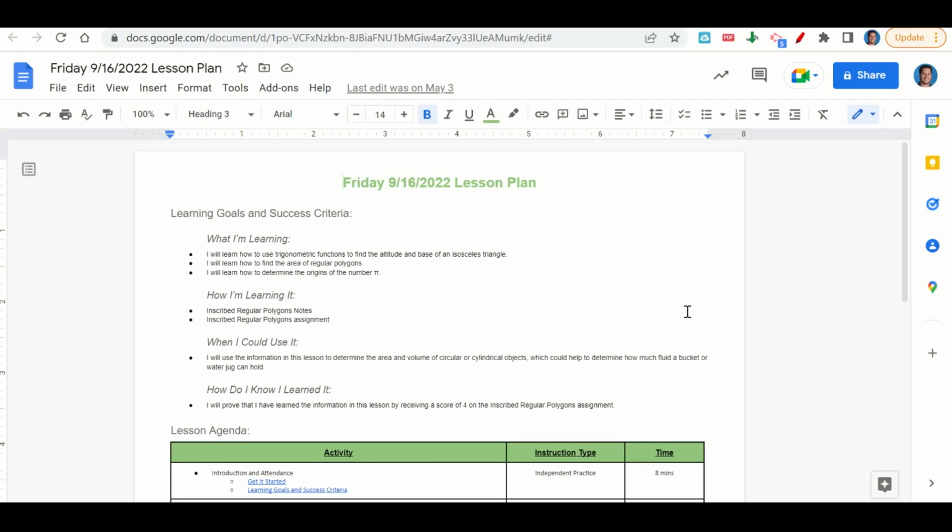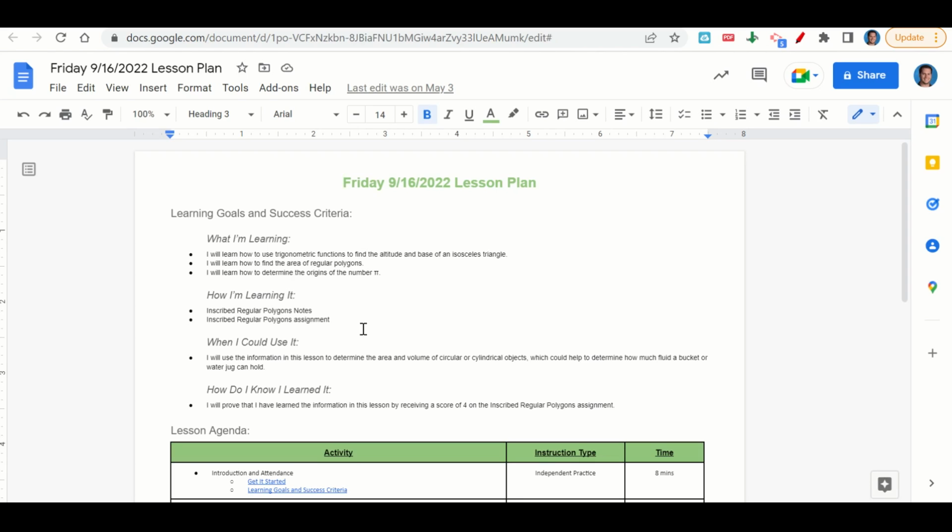Welcome everyone. Let's begin our lesson for today by going over our learning goals and success criteria. First, what are we learning? We're learning how to use trigonometric functions to find the altitude and base of an isosceles triangle, how to find the area of regular polygons, and how to determine the origins of the number pi.